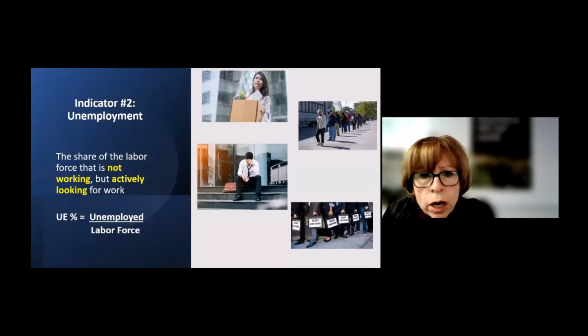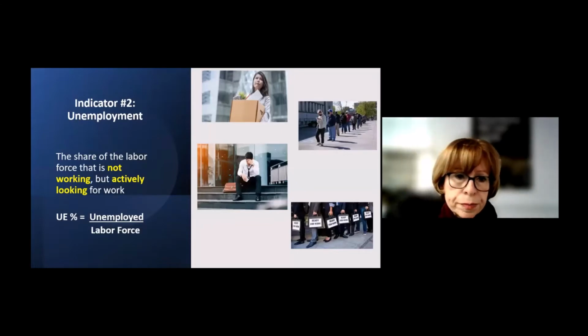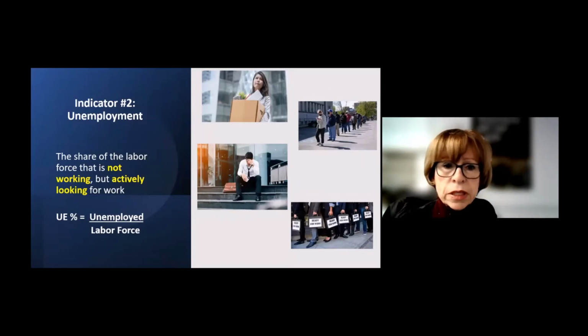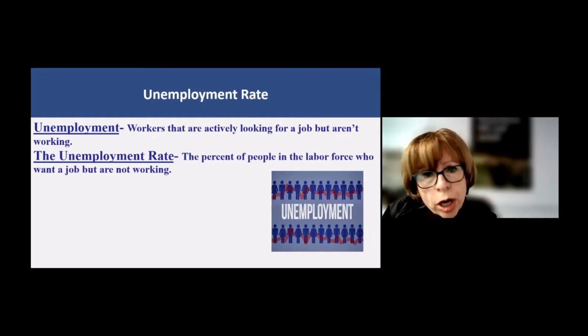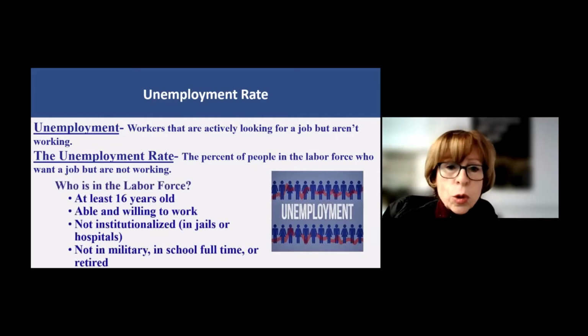All right, here we are. The second indicator is unemployment. And unemployment is the share of the labor force that is not working but actively looking for work. So I want to just expand on that. As I said, it's the percent of the people in the labor force who want a job but are not working. So who's in the labor force?